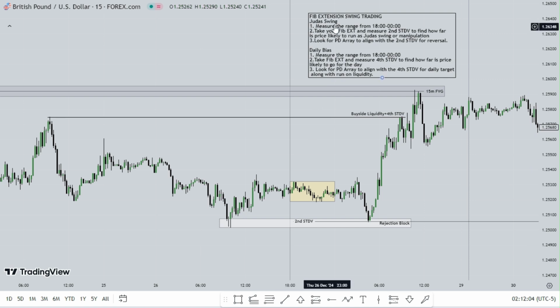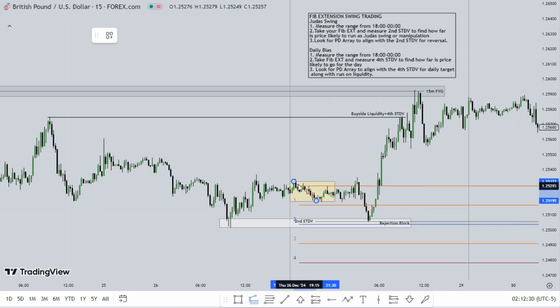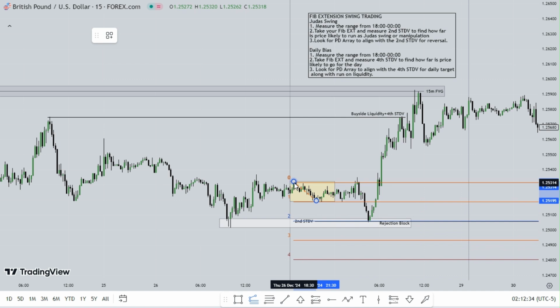Once we've measured the range from 18 hours to midnight, step two, take the fib extension and measure the second standard deviation to find how far the price is likely to run as Judah swing or manipulation. So here is the Fibonacci extension. First thing I need to do is measure from the top to the bottom right here. Then I click at the bottom again, then I bring it up, push it back to the buy side, to the top side, and click again. As you can see here, we have the second standard deviation, which the price retraced to this level, and it filled our second step.